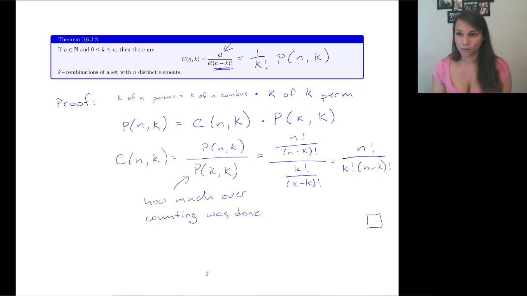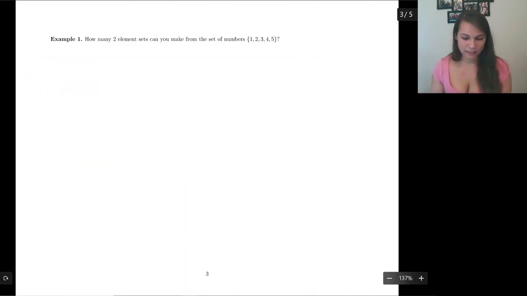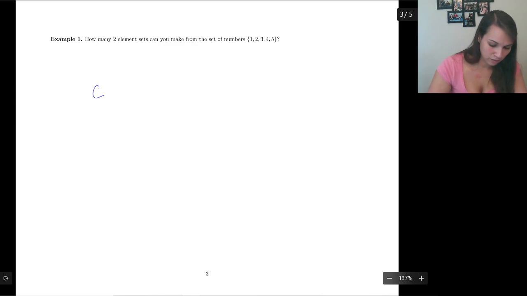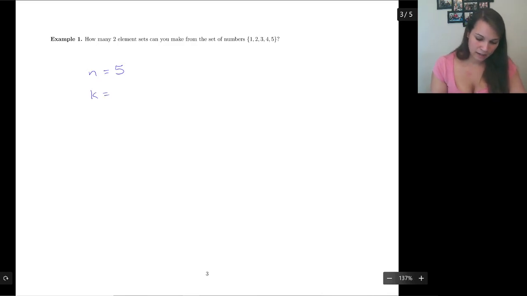All right, let's take this for a run. Let's just work with the same example that we just had. How many 2-element sets can you make from the set of numbers 1 through 5? We don't care about order because we are talking about sets. It's like buried information, and so I had to think very carefully, do I care about order? Should I be using combinations or permutations right now? Order doesn't matter, so I'm using a combination. So n is the total number of elements we're talking about, which is 5. K is the number of elements that we want to look at arranging, which is 2 of them.